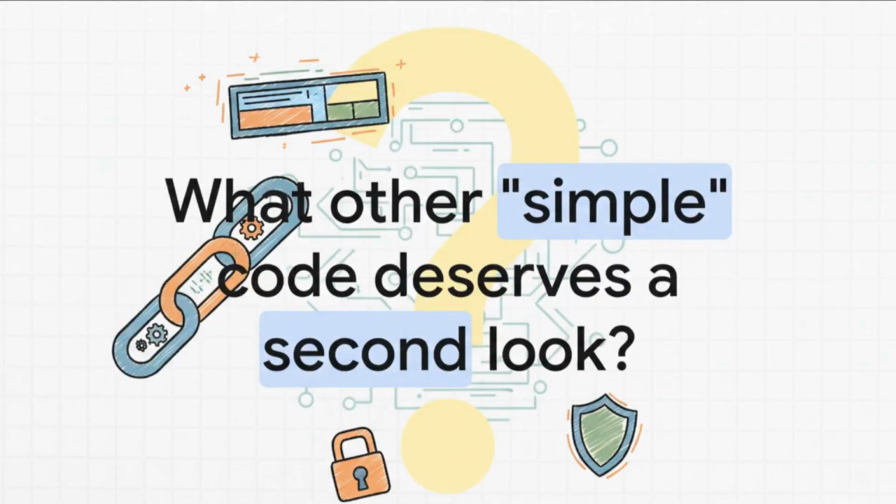So it turns out the humble string, one of the first things we all learn in Java, is hiding this whole world of complexity. It's fascinating stuff. And it kind of makes you wonder, right? What other simple code that you write every single day is worth a second look? What other hidden stories are waiting to be discovered in your own codebase?